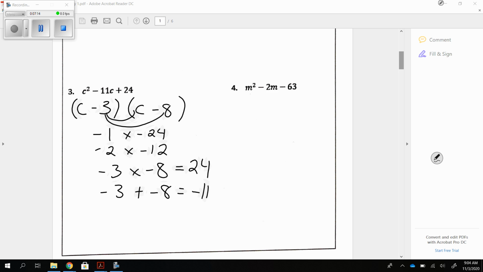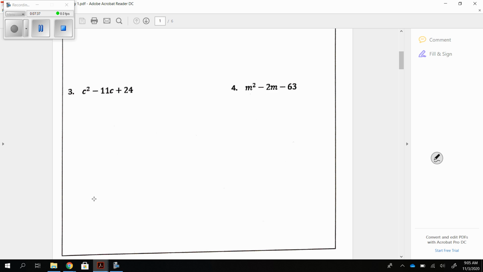So a lot of this unit is going to be knowing your multiplication tables, knowing what works and what will fit. Just remember, we find two integers that add up to b and multiply to a times c, which, with a being 1 right now, is 1 times 24, so 24. Let's finish up with the last one, and then you're on your own to complete your worksheet.